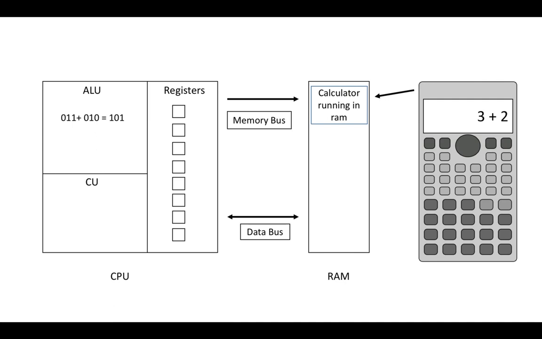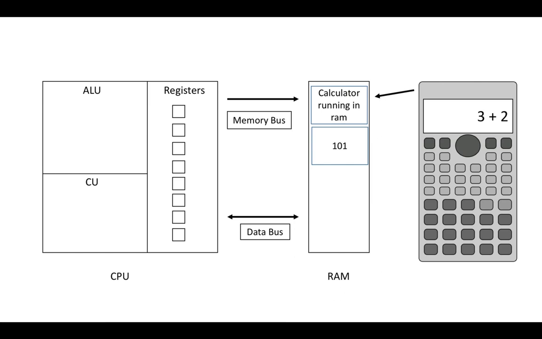And then once it's calculated and worked that answer out, it will say to the CU, right, we've done our job now, it's time to go back to the memory. So it will instruct the CU to transport the new value, which is 101, and store that value into the registers. Once it's in the registers, the control unit will then send it along the memory bus to be put back into RAM.